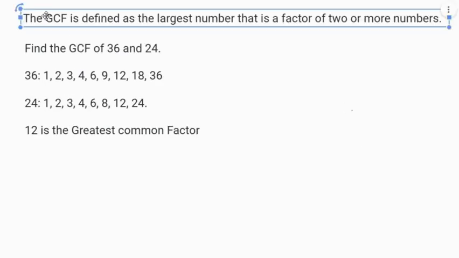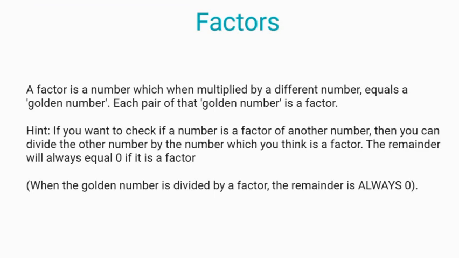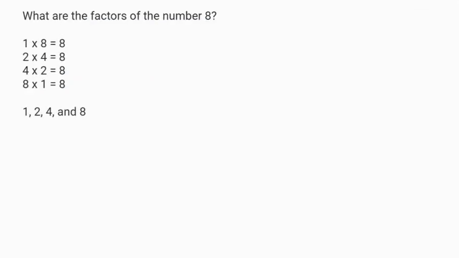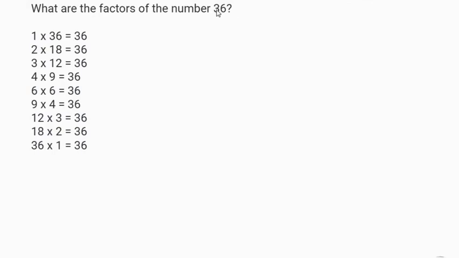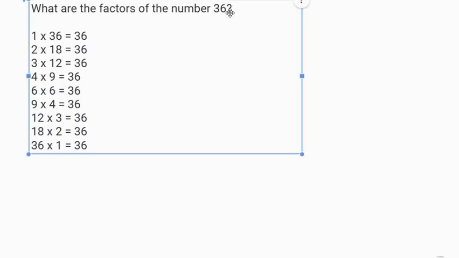Good job making it through this video. I'm just going to go over what we did and what we learned real quick. The GCF is defined as the largest number that is a factor of 2 or more numbers. When finding the factors of a number, we take a golden number, which is the number 8 in this question, or the number 36. That's our golden number. And the factors are all numbers which, when multiplied together, equal the golden number.